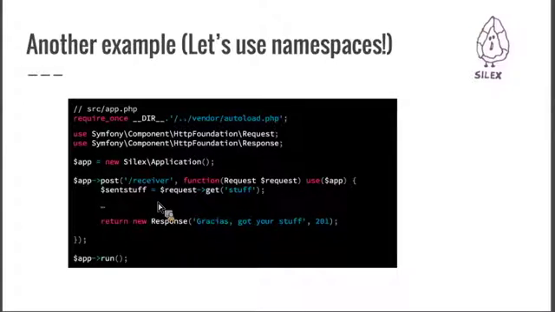Well, now I have to get what someone posted to me. This is the request object that contains the whole post request. And I tell it, hey, get that stuff variable inside that post. And then do something, but instead of just returning, hey, thank you, I will build a new response. And a new response can have codes, headers, or whatever I want. So I'm telling here, return new Response, gracias, got your stuff, 201. And I make it run.